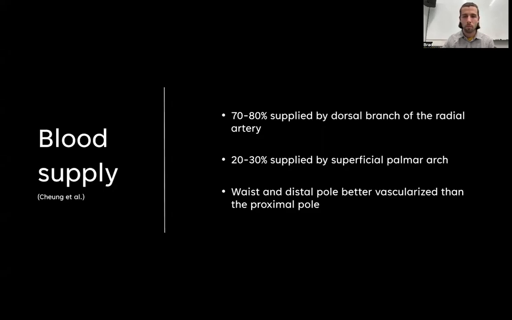Okay, and then here's the blood supply to the scaphoid bone. 70 to 80% is supplied by the dorsal branch of the radial artery. 20 to 30% is supplied by the superficial palmar arch.